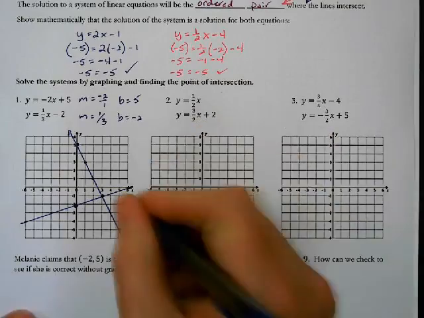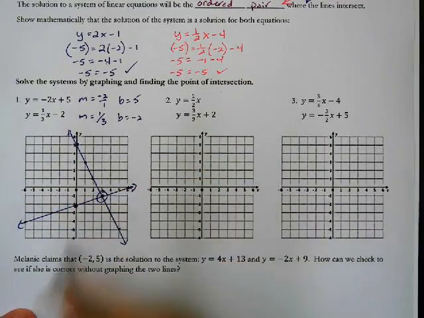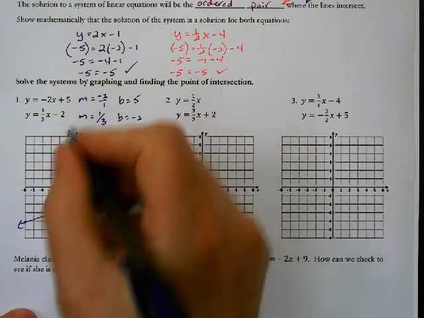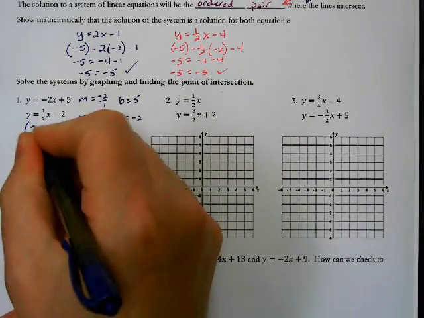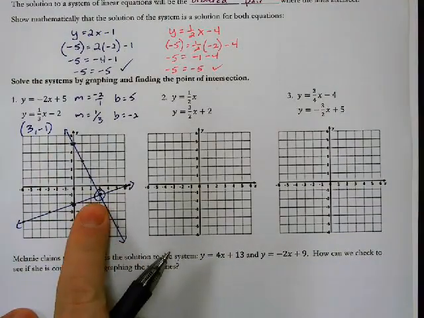There was only one solution that worked for both of them. That point right there, that's the point (3, -1). So my answer to the system is (3, -1). That is where they intersect. It's the only point that works for both equations.